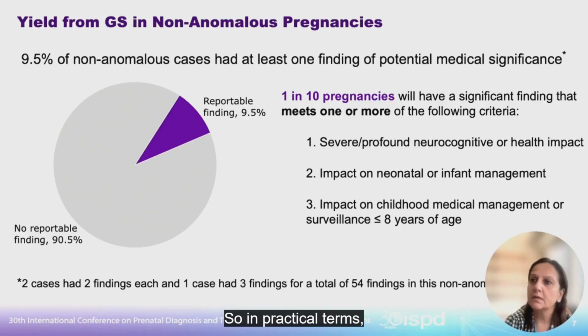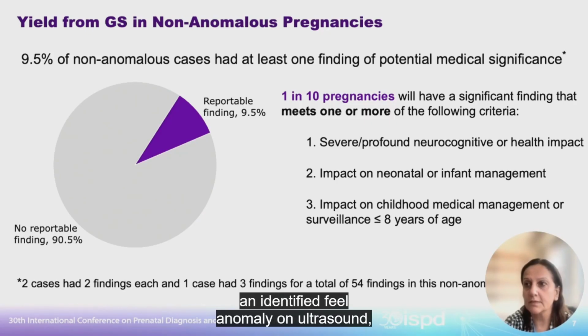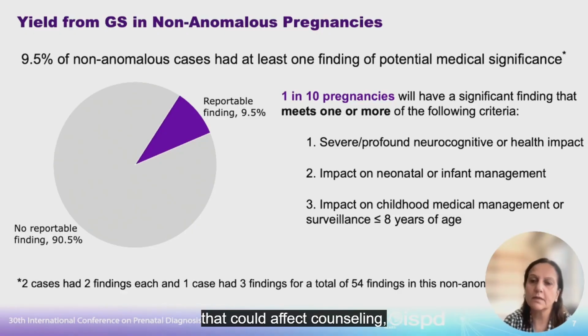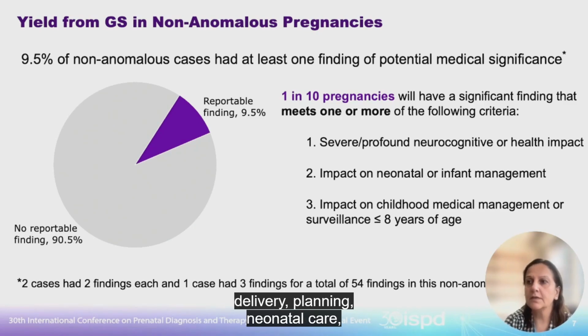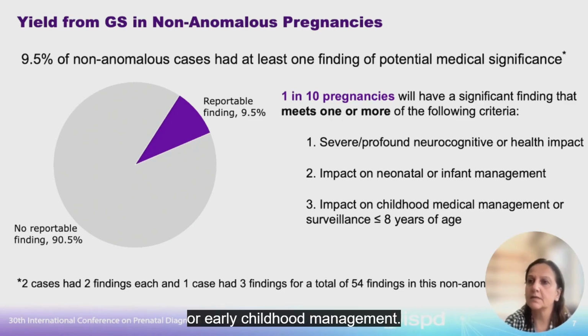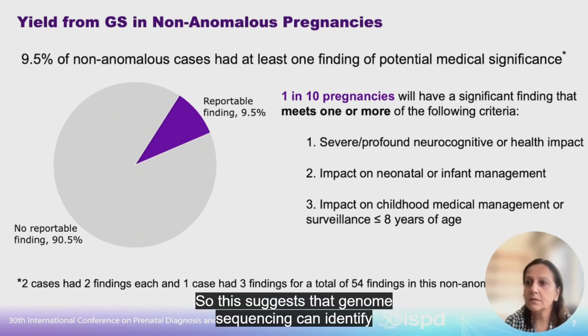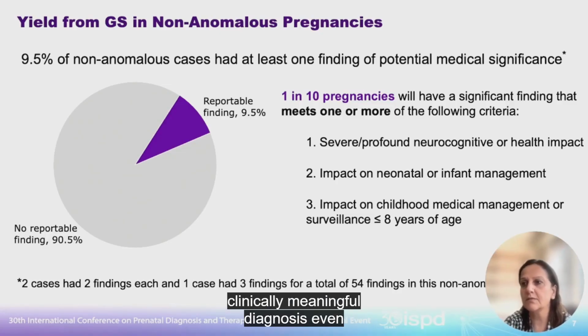So in practical terms, this means that about 1 in 10 pregnancies without an identified fetal anomaly on ultrasound, there was a significant finding that could affect counseling, delivery planning, neonatal care, or early childhood management. So this suggests that genome sequencing can identify clinically meaningful diagnosis even before prenatal phenotype is visible.